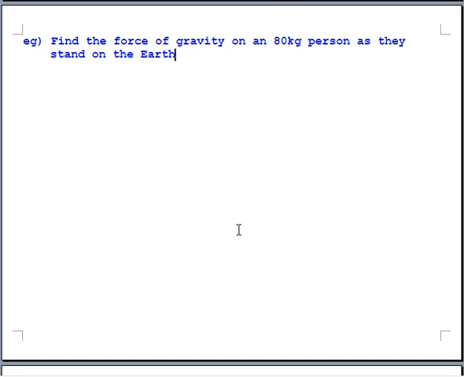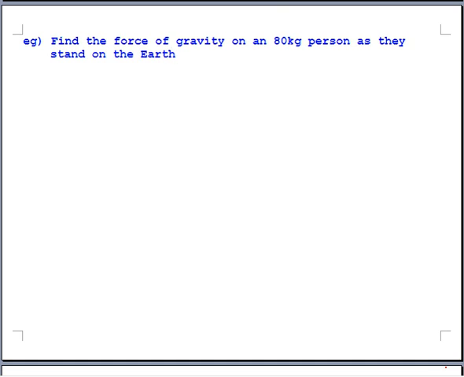Third example. What's the force of gravity on a person who's standing on the earth? So I want you to think about that for a little bit. If we're going to use that equation, Fg equals big G m1 m2 over r squared, what kind of values might you need? And hopefully there's a few of you going, well, the 80 kilograms, that's going to be one of the masses, but the Earth is the other one.